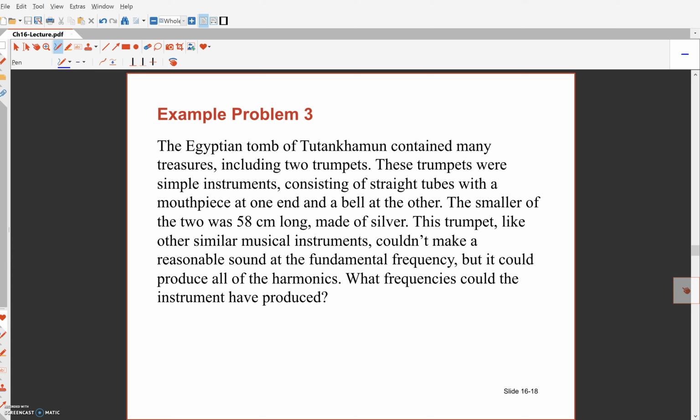This trumpet, like other similar musical instruments, couldn't make a reasonable sound at the fundamental frequency, but it could produce all of the harmonics. What frequencies could the instrument have produced?